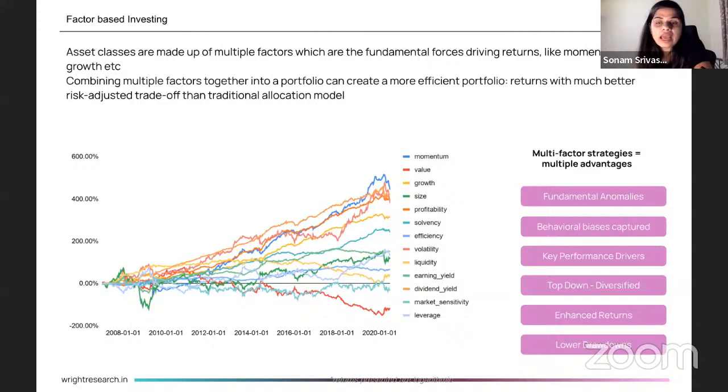opportunities in the market, we are capturing behavioral opportunities in the market, right? Momentum is nothing but capturing investor behavior. We are doing this, we are capturing all performance drivers, right? Whatever defines the market, we are trying to capture it. And we are looking at these factors in a top down fashion. What that means is I'm looking at momentum and then I'm going down to stocks. So that gives you an opportunity to be very well diversified.